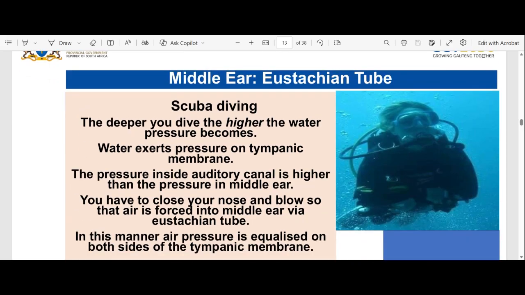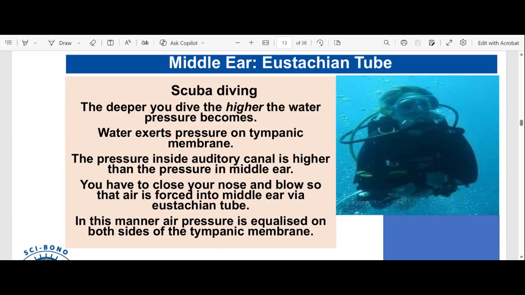Okay, now let's look at the phenomenon of pressure and how the Eustachian tube performs its function. Let's look at scuba diving. When it comes to scuba diving, the deeper you dive, the higher the water pressure becomes. So the pressure on either side of your tympanic membrane increases. I hope that makes a lot of sense. The pressure inside your auditory canal is higher than the pressure in the middle ear because you're scuba diving. The deeper you go down, the more the pressure increases on your auditory canal.